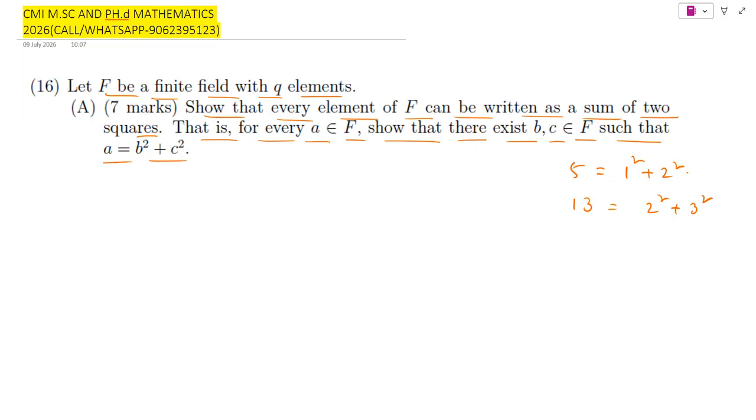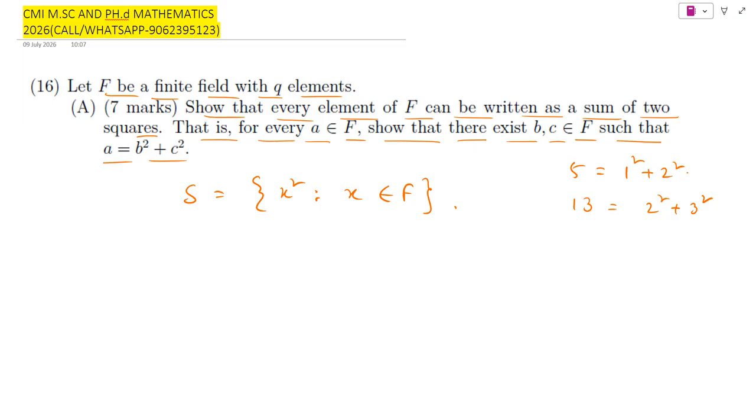So whenever you see a statement of the form show that something exists for every element, don't immediately search for the element. Instead, think, can I count how many possibilities there are? And counting arguments are among the most powerful proof techniques in finite algebra. Now let S be the set of x squared such that x belongs to F. This is the set of all squares in the field. Now let us ask, how large is this set?